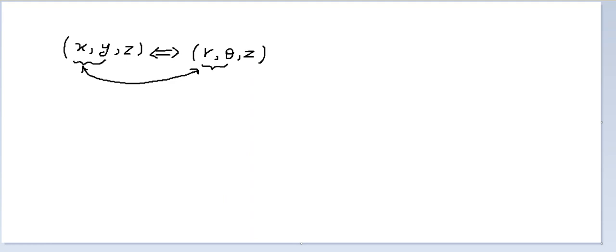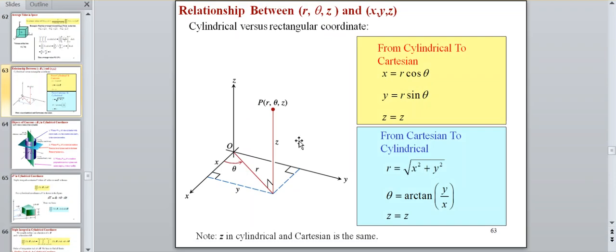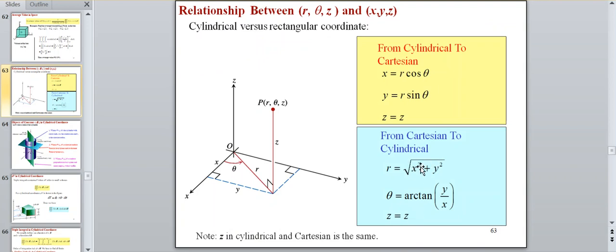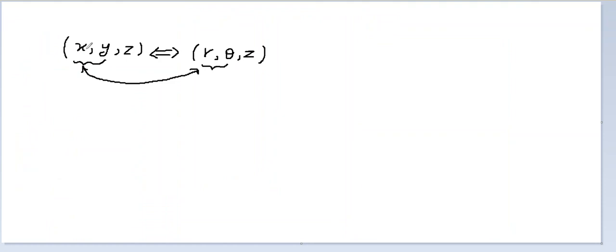So that's it. This is the story of the cylindrical coordinate system. Using these equations we convert r, theta and z, cylindrical, to Cartesian, and using these three equations we convert Cartesian x, y, z to r, theta and z. Okay, that's it.